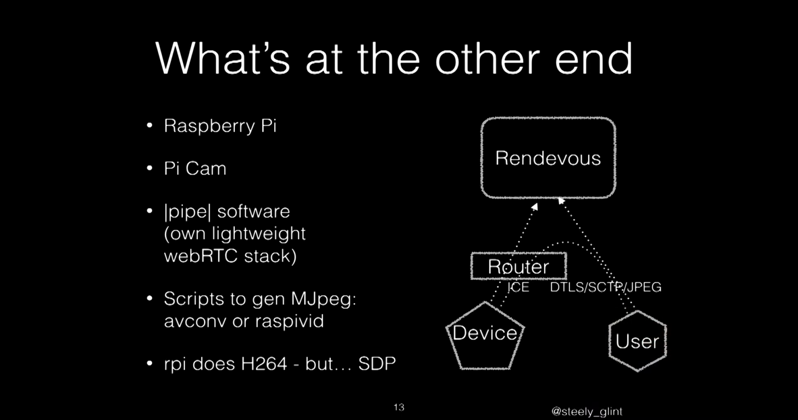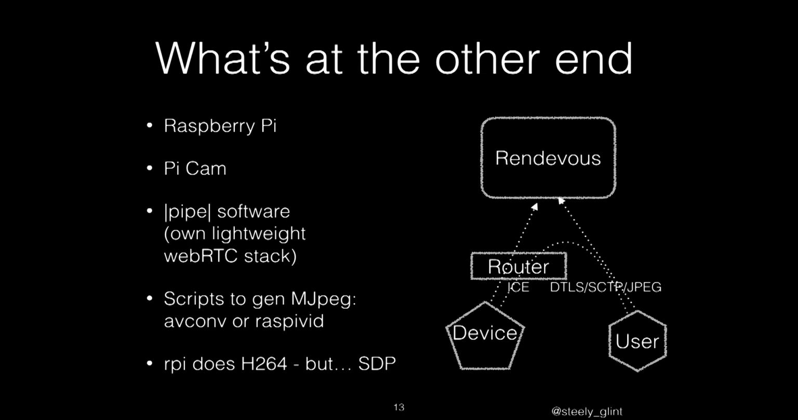So what was at the other end? As I say, Raspberry Pi, PiCam, the pipe software, which is our own lightweight data channel only stack, which is, I think, less than a quarter of the size of the build that would be on ARM. And some scripts to generate the MJPEGs, which are just basically either AVConv if you're using a classic webcam, or Raspberry Pi Vid if you're using the Raspberry Pi webcam, which I am here.